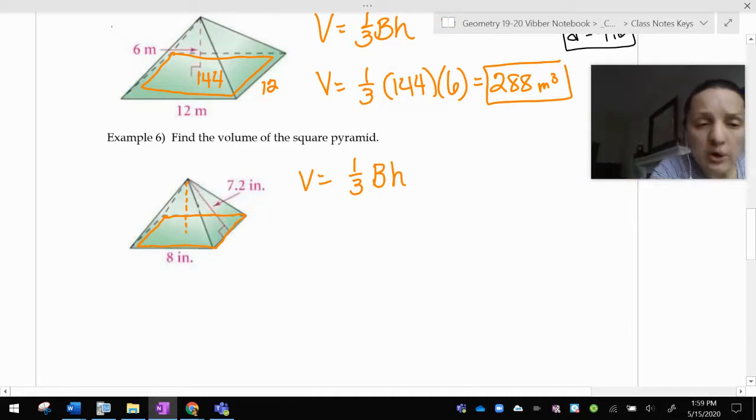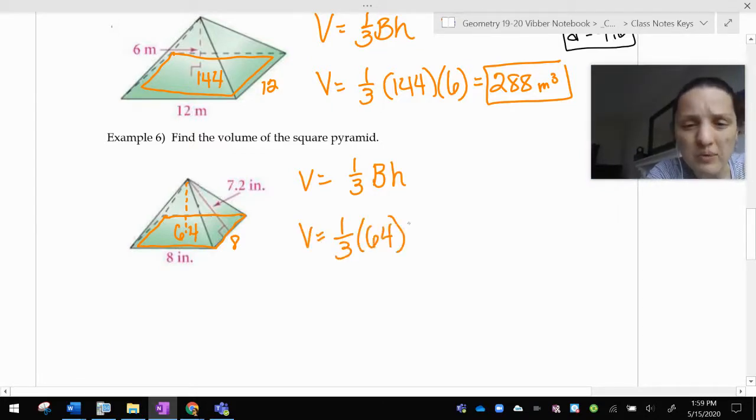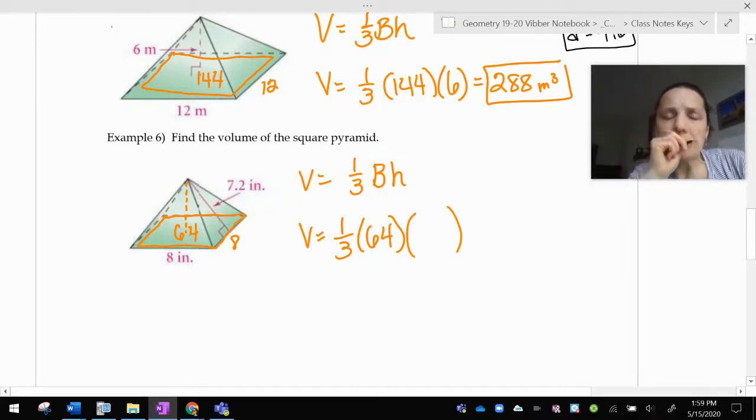So let's see, the area of the base. I can do that if it's a square. This is 8 by 8, which makes that whole base area 64. So I know I have 1/3 times 64, but the height, I don't have that yet. All right, now how am I going to find that height?